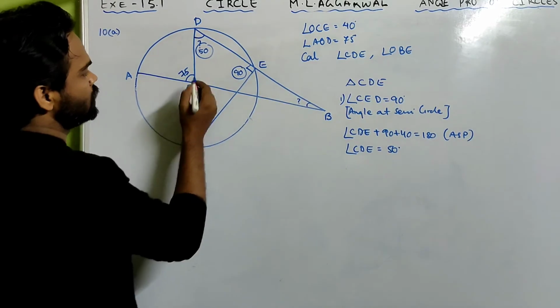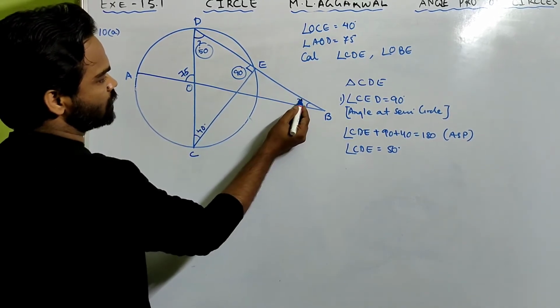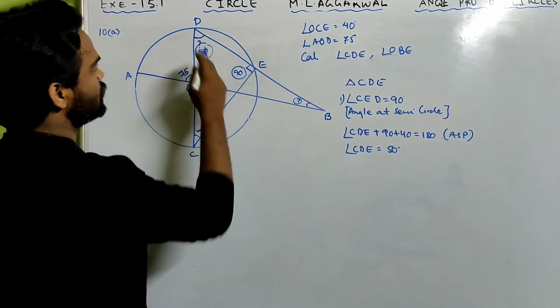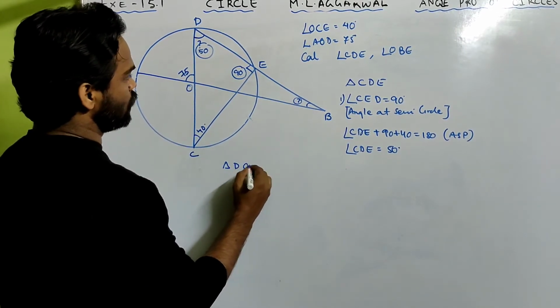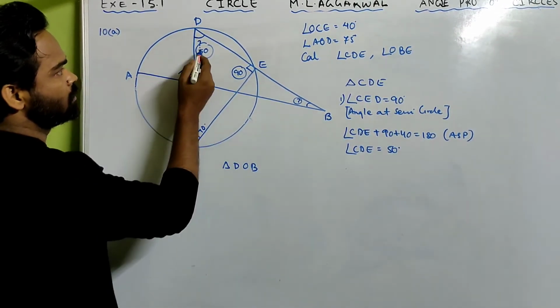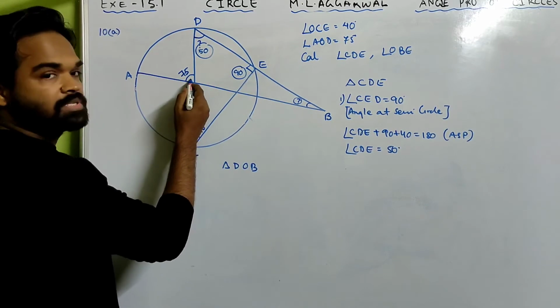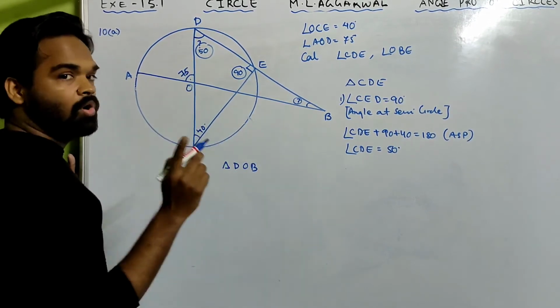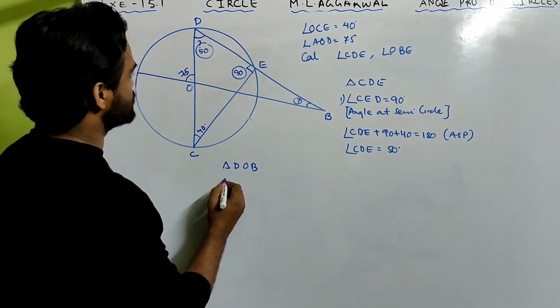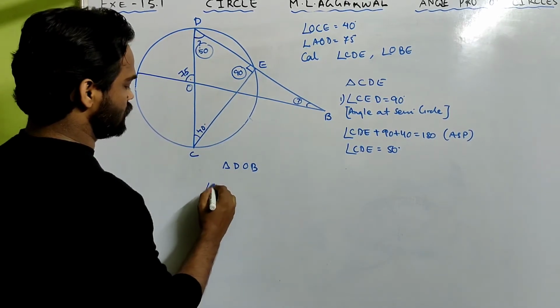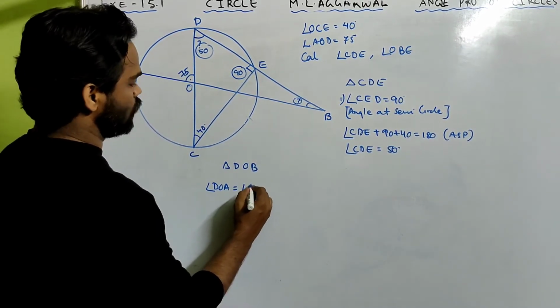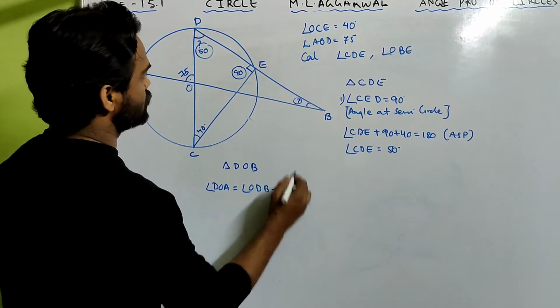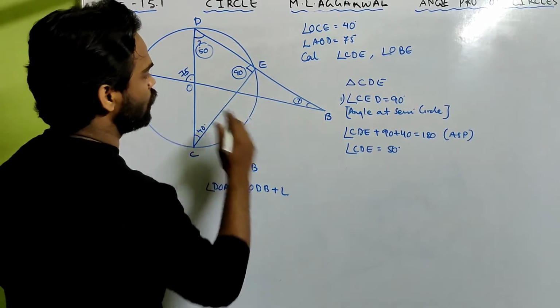Now look carefully. This angle, if you look at triangle DOB, this angle plus this angle equals to this angle. Exterior angle equals to sum of opposite interior angles, which means I can say angle DOA will be equal to ODB plus DBO.